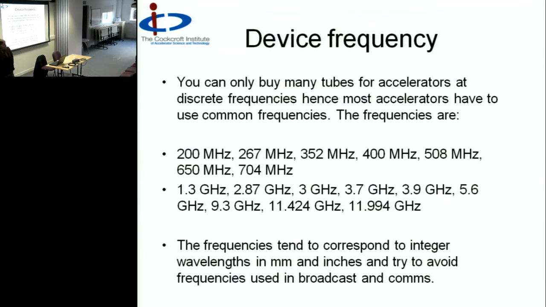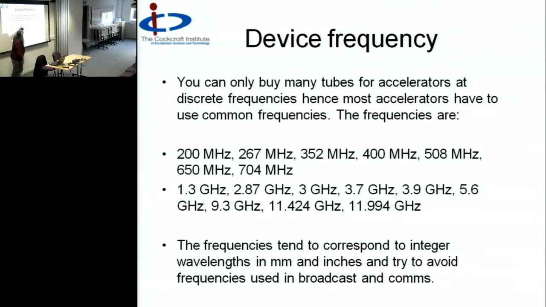The other complication in there is the frequency. These tubes are expensive to build and they don't scale. A 400 megahertz klystron doesn't work at 500 megahertz. You can't just fiddle about with the numbers. So you can only buy tubes where the tubes exist, which means you can't pick any frequency for your accelerator. Your accelerator frequency has to be a number of discrete points. And this is them here. You can't have an accelerator that works at any other frequency than these frequencies, because these are the only frequencies in which you can buy tubes. So you have 200 megahertz, there's lower ones as well, but I've missed them.